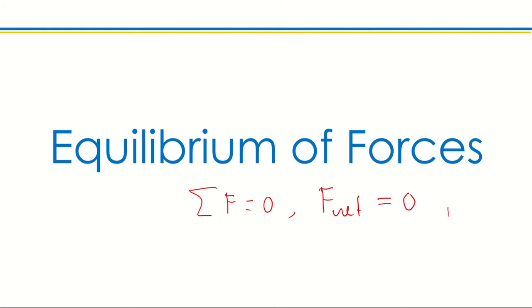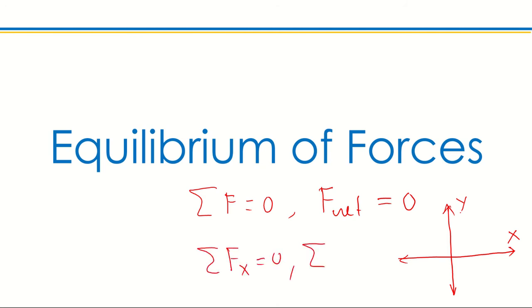If you have forces in two dimensions in a plane, this is the x-axis and this is the y-axis. So the sum of the forces along x equals 0 and the sum of the forces along y equals 0. For the equilibrium of forces, we need to see that forces are balanced in all directions. We do that with a Cartesian coordinate system: sum of forces along x and sum of forces along y equal to 0.